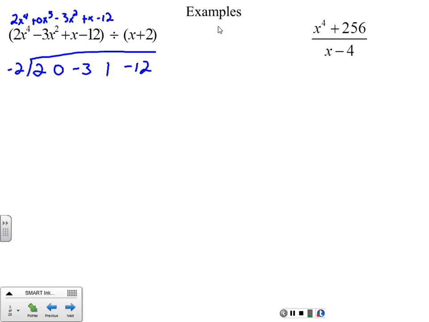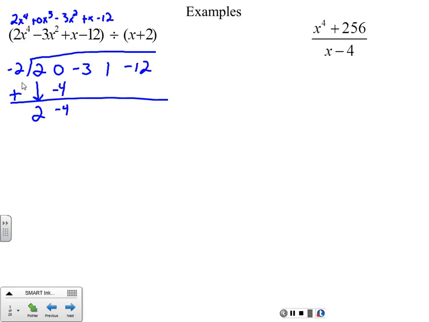All right, the next thing you're going to do, draw your sum bar and drop that first number straight down, all the way across the sum bar. And this is where your math starts. Up until this point, it's just setting up the problem. So we're going to multiply negative 2 times 2, which is going to be negative 4, and we're going to put it underneath that next number, 0. And we're going to do exactly what it tells us to do here. We're going to add. So 0 and negative 4 is going to be negative 4.